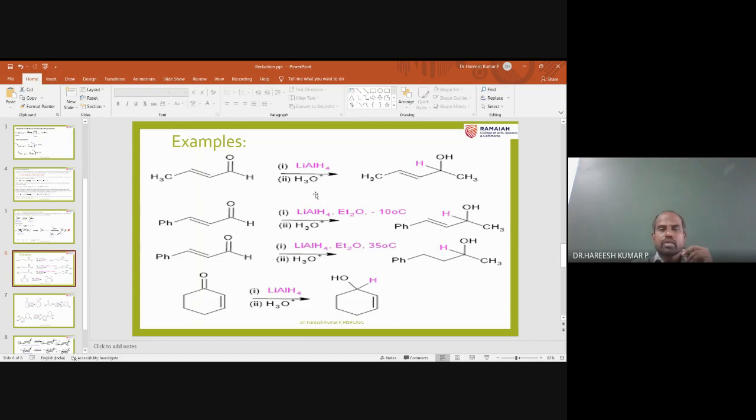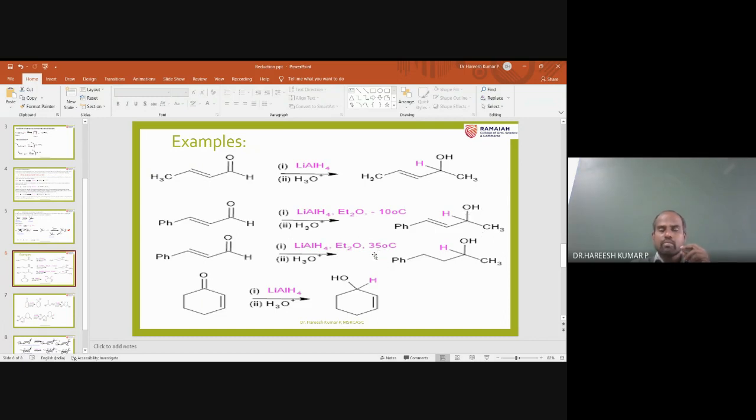And one more thing, if we do the same reaction at a high temperature, then in such cases this double bond also gets reduced. So here I am giving an example. Lithium aluminum hydride in ether, where ether is a solvent, at minus 10 degrees centigrade. Presently the temperature may be around 15 to 20 degrees, but minus 10 means water would usually be in ice form. At that temperature, lithium aluminum hydride can react with the carbonyl compound, giving rise to alcohol.